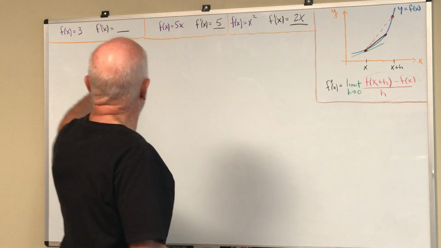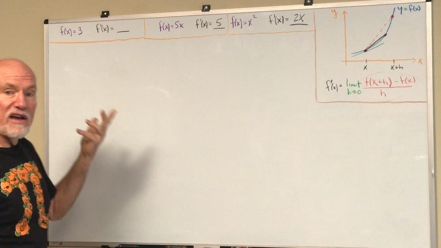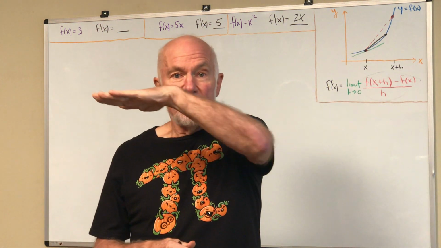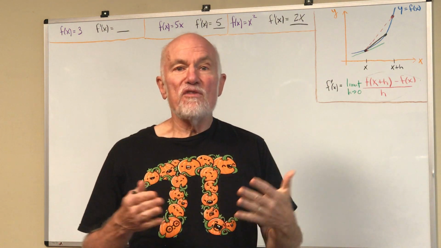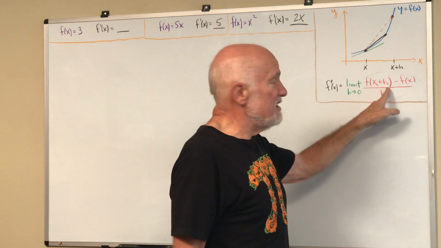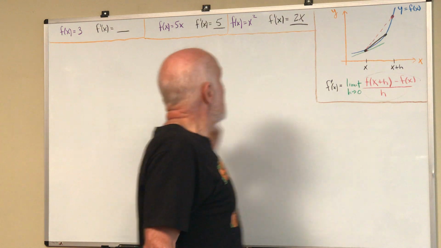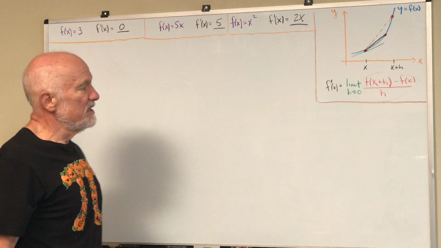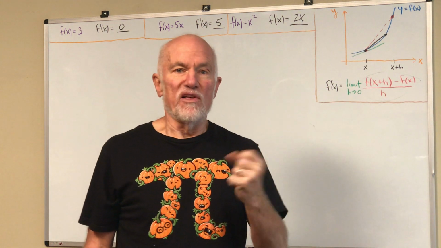Now, we haven't done this, but what if f of x was just a horizontal straight line, like f of x is 3? Then what's the slope at every value of x? It's 0. We could put it into this derivative formula, but we don't need to. We just know that f prime of x is always going to be 0. So now we've started to form some formulas.